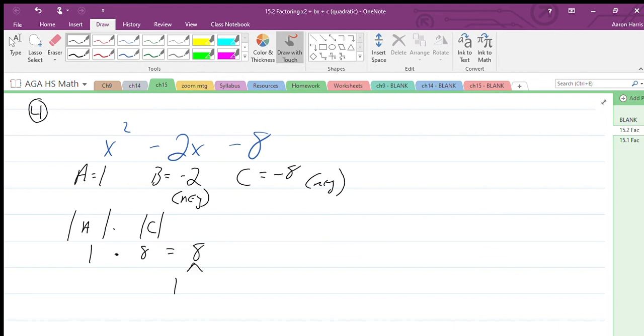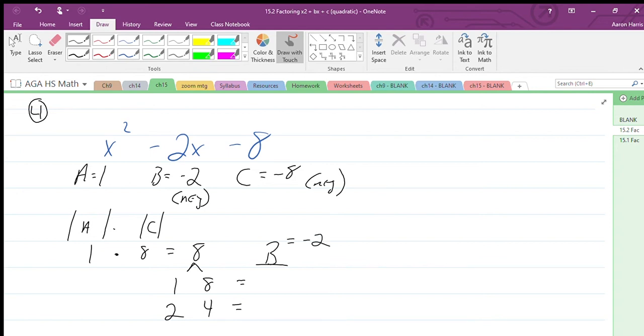So always start with 1. 1 times 8 is a factor. And then 2 times what? 4. We're good there. Okay? Remember, I want to add these up and come up with B. What's B? B is equal to a -2.